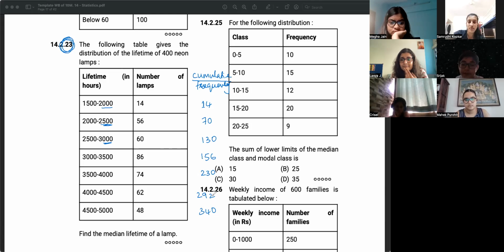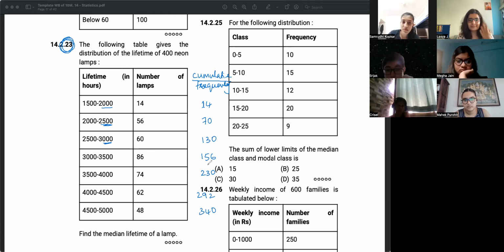Ma'am, in 156, it should be 216 in the place of 150. हाँ. That's what I was thinking. 86 है ना, not 26. So this should वही 400 आना चाहिए total.